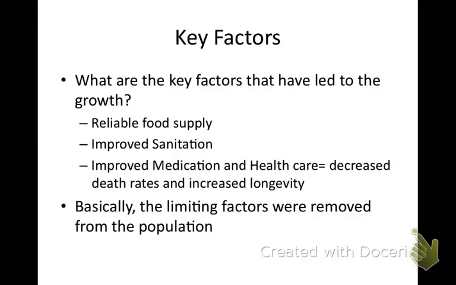Okay, so what have been the key factors in this growth and this expansion of the human population? Basically, at least since the Industrial Revolution, humans have really had a very reliable food supply. So processes of storing and saving food and planning food for the future has been really key in improving our situation, increasing our growth. Improved sanitation, so we're talking about removal of things like sewage and garbage.